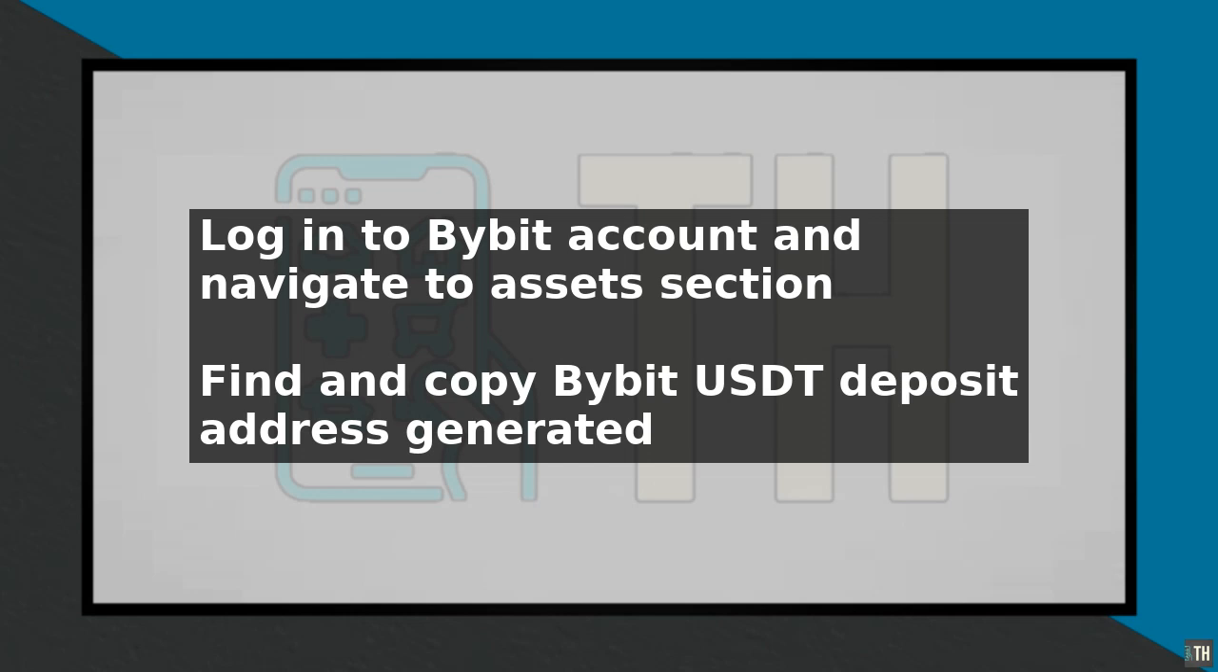Paste the Bybit USDT deposit address into the recipient address field in Revolut. Enter the amount of USDT you want to transfer, and confirm the transaction.